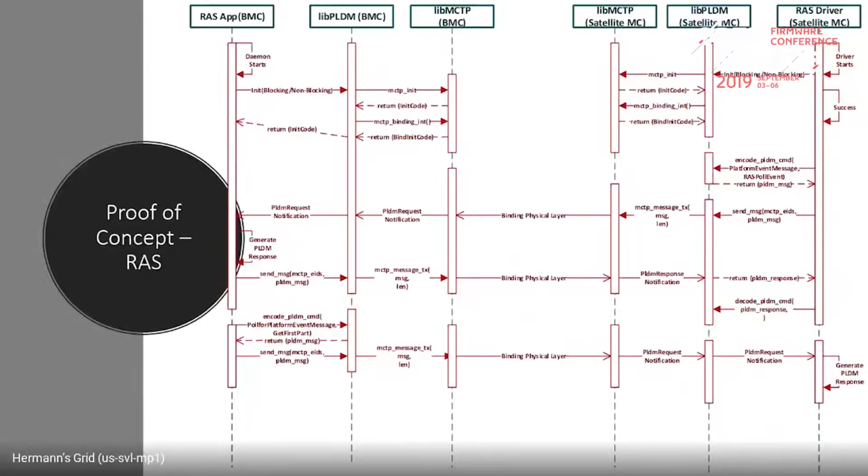And since this is a multi-part transfer, there is a poll for platform event message that needs to be sent to get all the parts of the RAS error record.